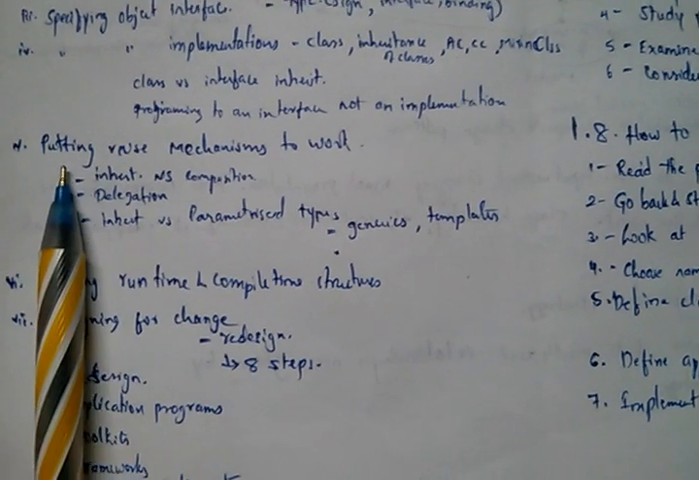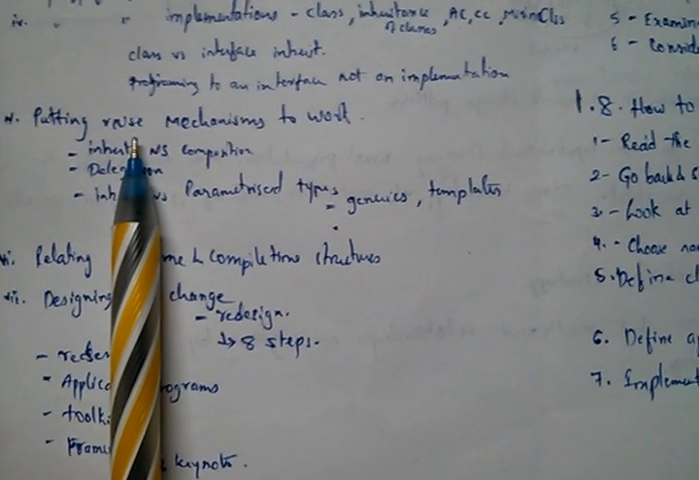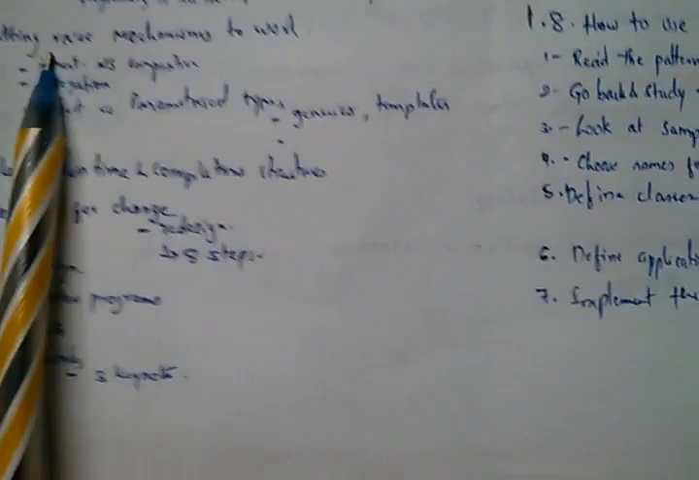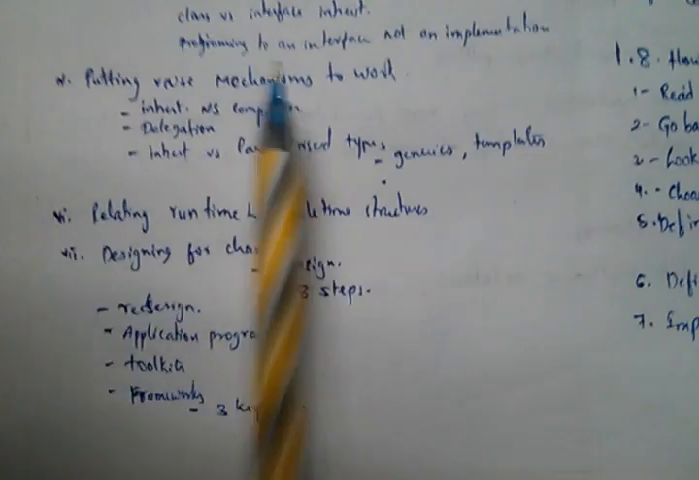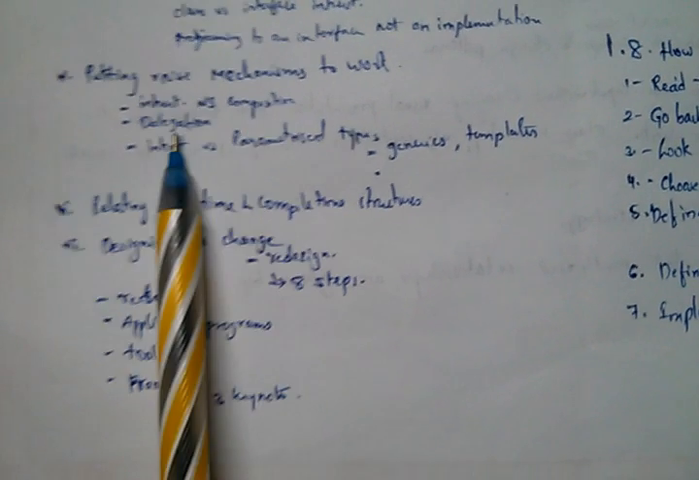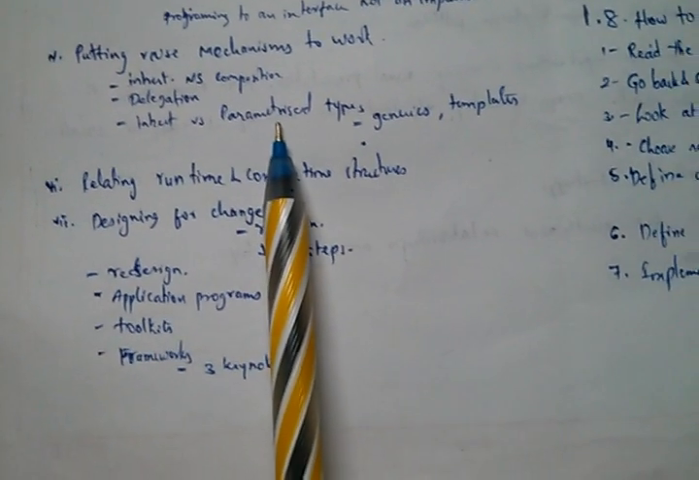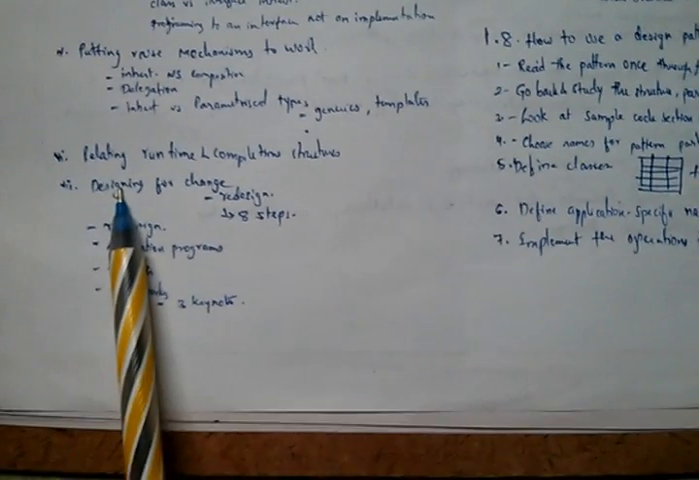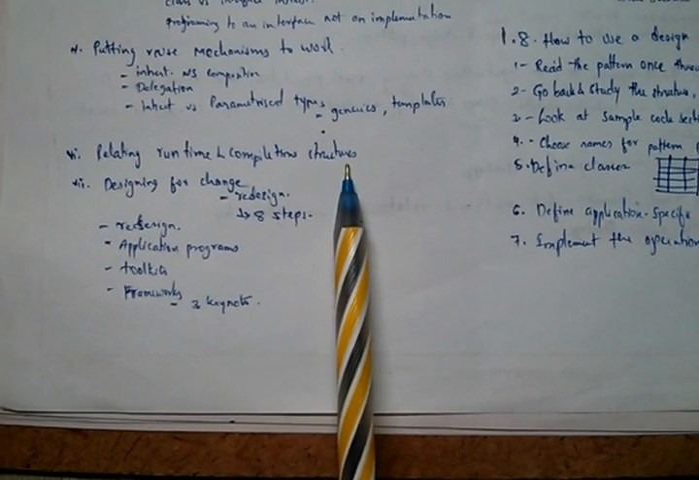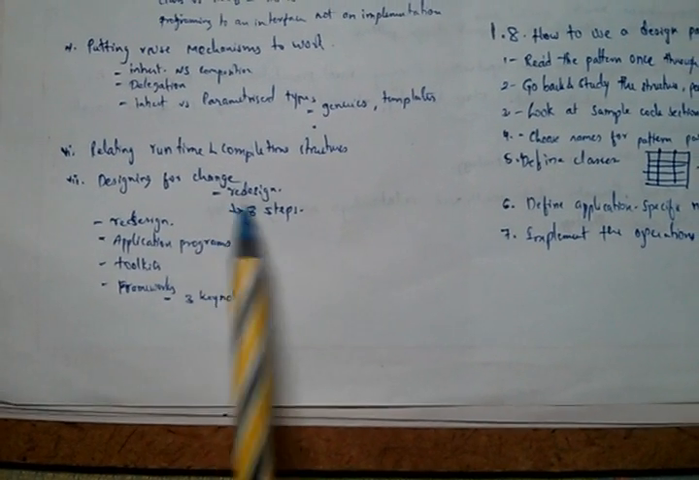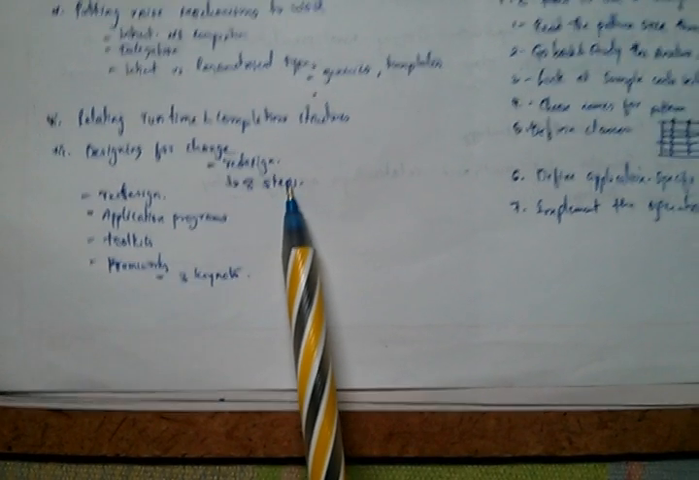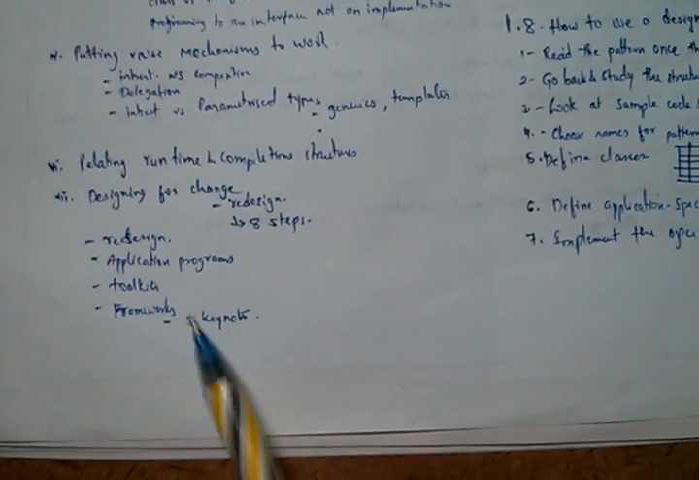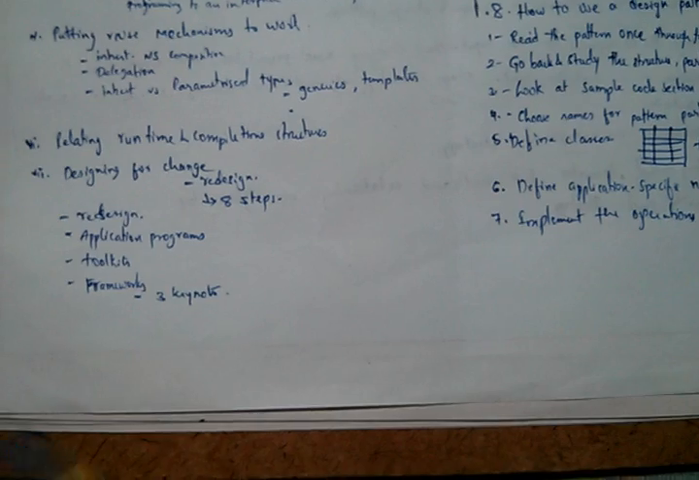Then putting reuse mechanisms to work: inheritance versus composition, delegation, inheritance and parameterized types and generic templates. Relating runtime and compile time structures. Then designing for change or redesigning. Redesign again involves 8 steps, which can be clarified in upcoming classes. Then the toolkits and frameworks will be coming in designing for change.